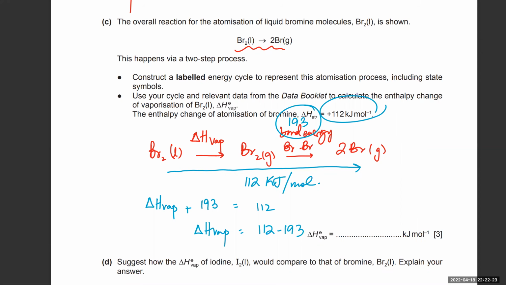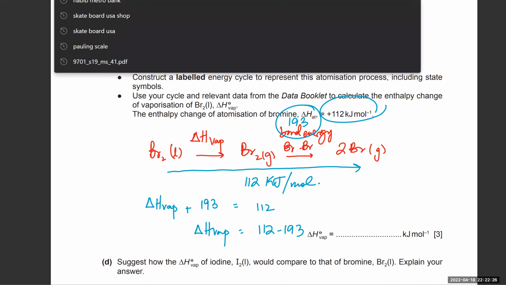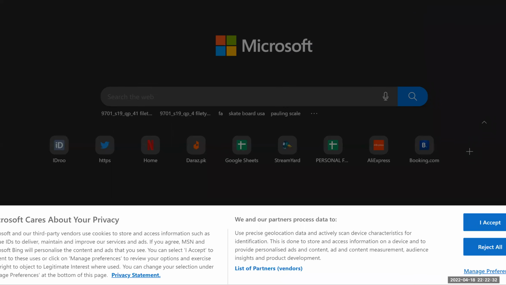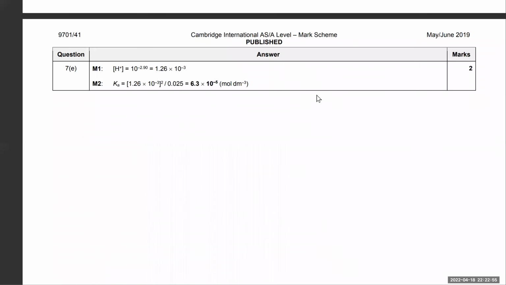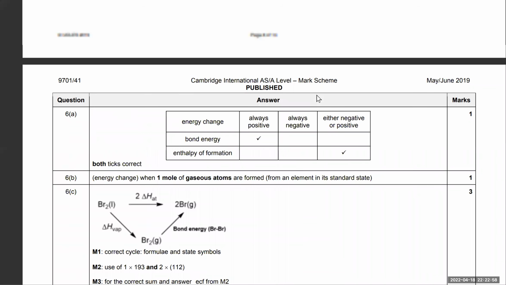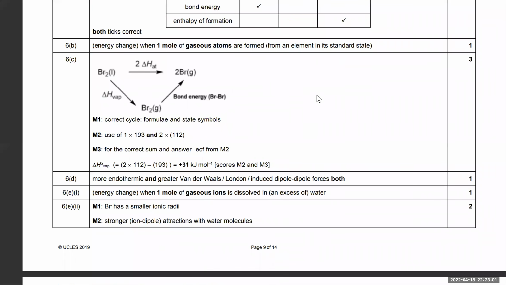Can anyone tell me what the answer is for this one? It's minus 81. So you're getting minus 81. Let me check with the mark scheme as well. So we're getting minus 81 for enthalpy of vaporization. And let me just double check. This one is question number 6, and it's the first part. No, we're getting this thing 2 into 112.